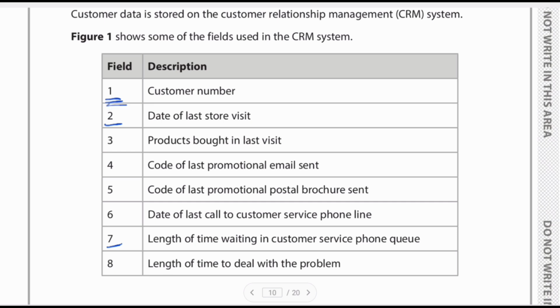Field 1 again, that is customer number, and field 6, date of last call to customer service phone line. This shows customers who attempted to contact the company. So managers can assign more agents during these times. So you can pick any one.